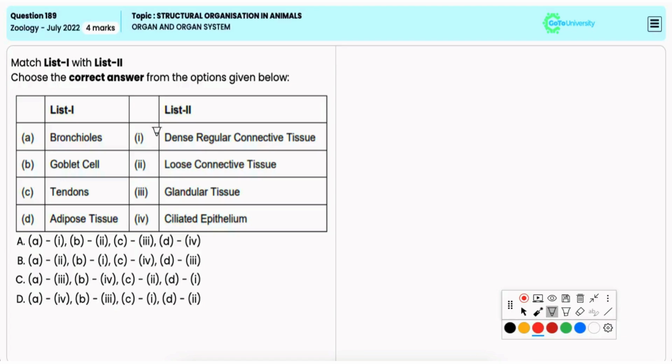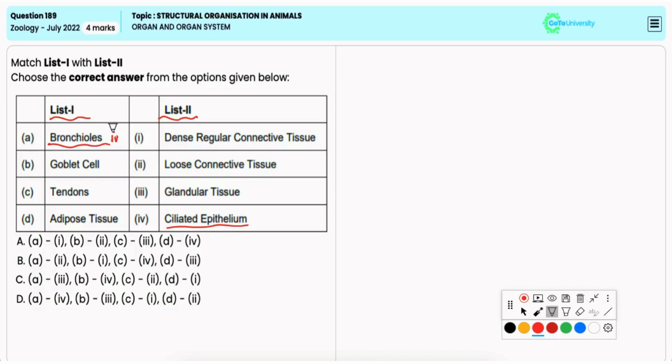In this question, you have to match the components given in list 1 with that of list 2. Now, ciliated epithelium is mainly present in the inner surface of hollow organs like bronchioles and fallopian tubes, and the function is to move particles or mucus in a specific direction over the epithelium. Thus, A matches with 4.